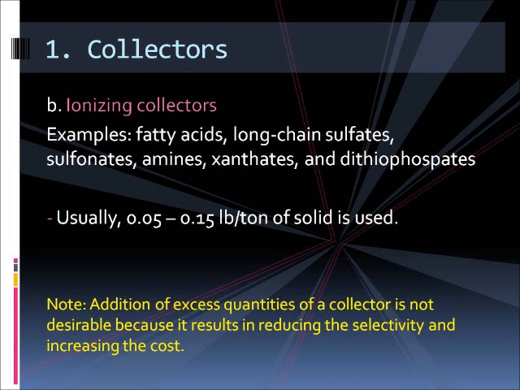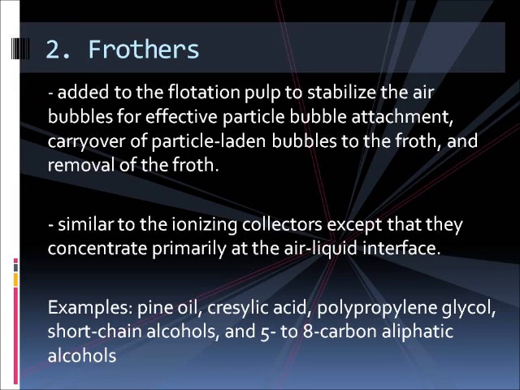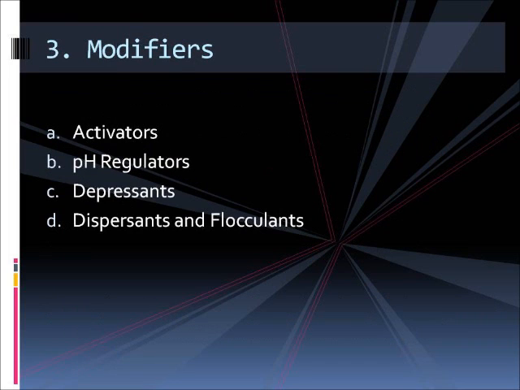The second flotation reagent is the frothers. It is added to stabilize the air bubbles for effective particle-bubble attachment, carryover of particle-laden bubbles to the froth, and removal of the froth. It is similar to the ionizing collectors except that they concentrate primarily at the air-liquid interface. Examples of these are pine oil, cresylic acid, polypropylene glycol, short-chain alcohols, and 5 to 8 carbon aliphatic alcohols.